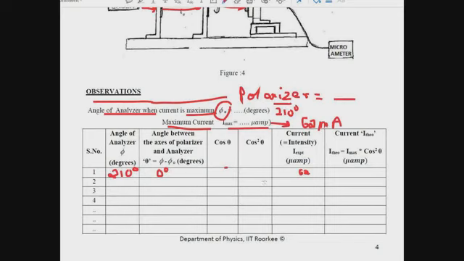Next value. Now when I mentioned two methods, I can increase the angle from 210, make it 220, 230, 240, or I can also decrease it: 200, 190, 180, anything. Now I will keep on decreasing my angle of analyzer. I'll make it 200, then 190 degrees, then 180 degrees, whatever. I'm slowly reducing the values.